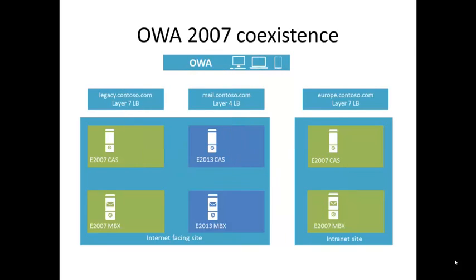If we have an internet-facing site there with an additional namespace, europe.contoso.com, the virtual directory will be configured with this URL and we will be redirected to this site directly.